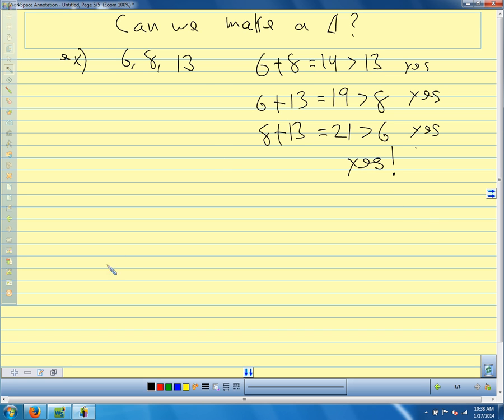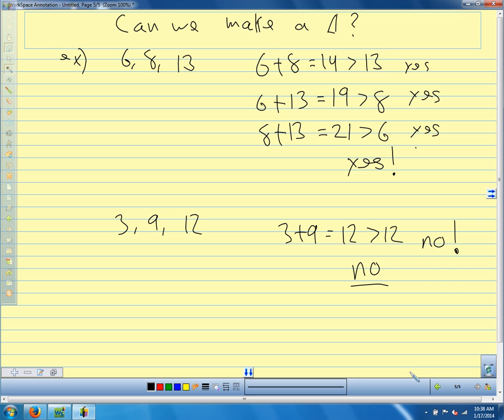Let's look at another set of 3, 9, and 12. So could these be the sides of a triangle? I'll start out and I say 3 plus 9 equals 12. Is 12 greater than 12? No. So we cannot make a triangle here, because if we put the sides 3 and 9 together, we just get a length of 12. So those two would lay flat on top of the segment that was length 12. We can't make a triangle.